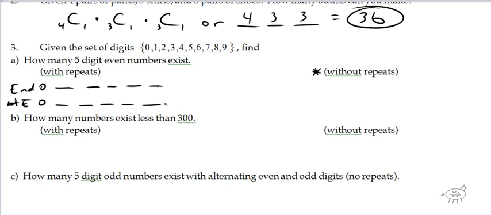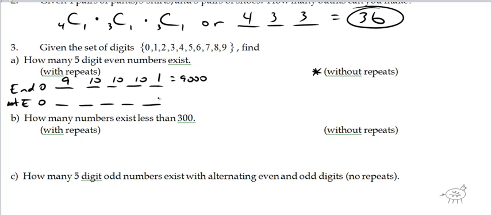And if it's going to end in 0, there's one possibility. I come to the front one. Again, repeats are allowed, but it doesn't matter. I can't use a 0, so I have 9 possibilities. And then I am 10, 10, 10, because I can use all my numbers, right? Okay, and that comes out to be 9,000.